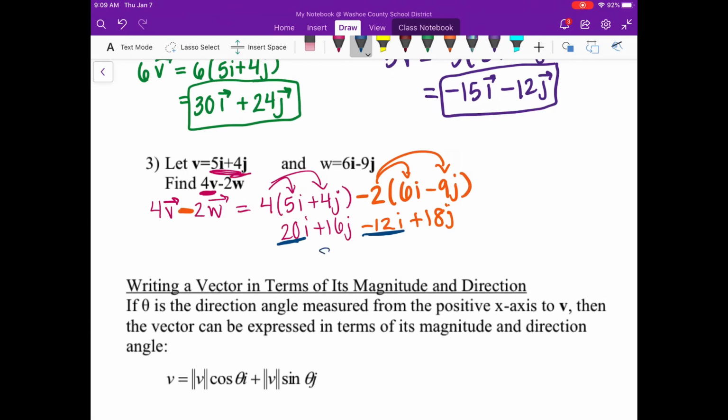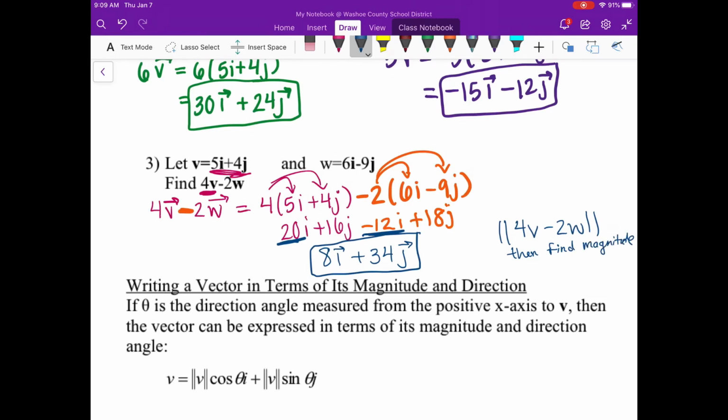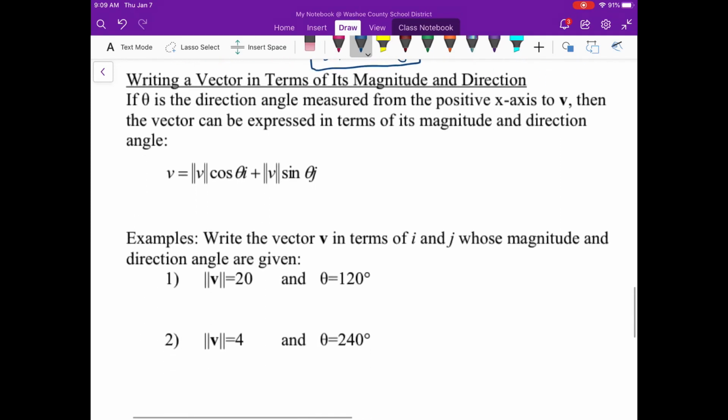And then go through and combine your like terms. So then I have 20i minus 12i gives me a positive 8i. And then 16 plus 18 is going to give me 34. Okay, so that would be my final answer for this. Again, if this was on your homework and it was asking you to find the magnitude, it would have the two bars. So if it said this, it would mean to do this first and then find the magnitude. Okay, so be careful. If you don't do the entire thing like on a test, you're not going to receive full credit. So make sure you're answering the whole question.